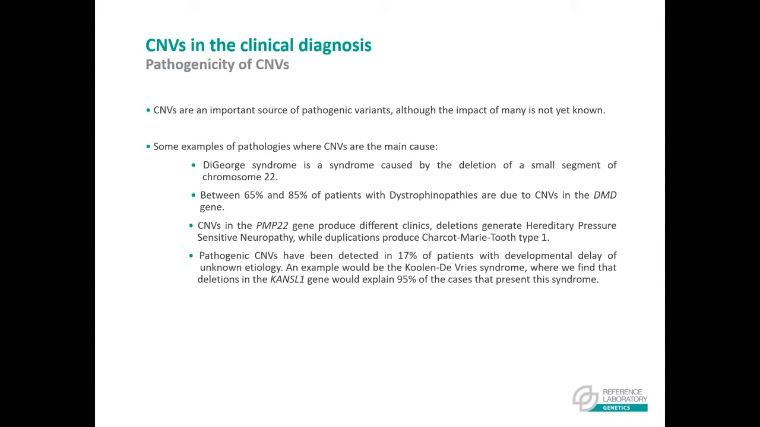Talking about multigenic syndromes, in developmental delays with a known etiology, copy number variants have been found to be the cause in 17% of patients. As an example, in the pathology of colon debris, 95% of the cases are explained by a deletion in the CANS-L1 gene.